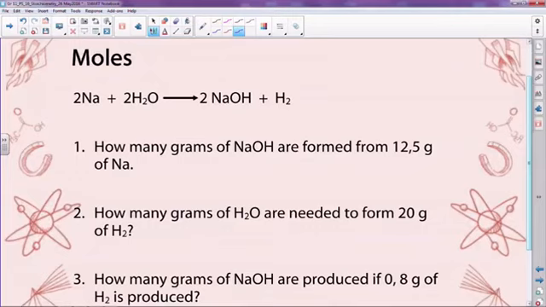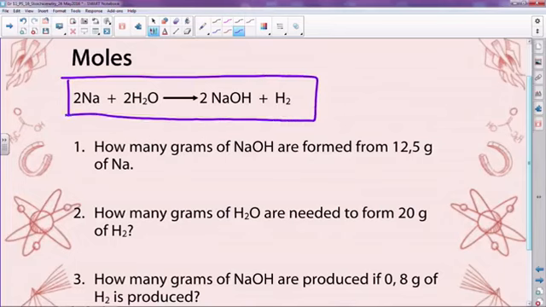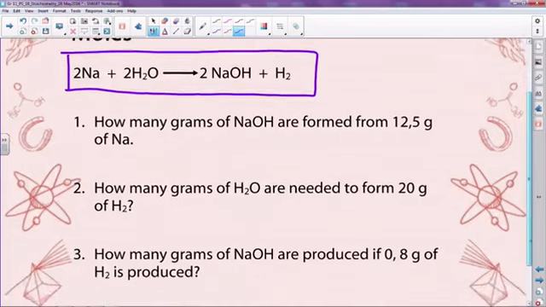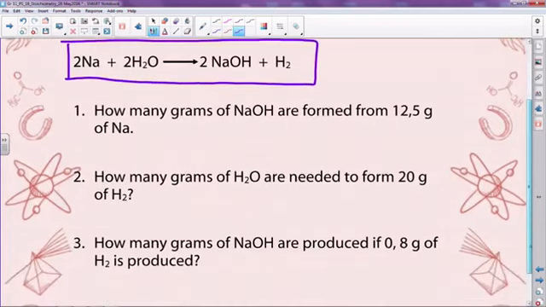2 moles of sodium, I'm looking at the top here, reacts with 2 moles of water to give you 2 moles of sodium hydroxide and 1 mole of hydrogen. And I've got some questions for you. This is just to jog your memory, but I'll do them with you.